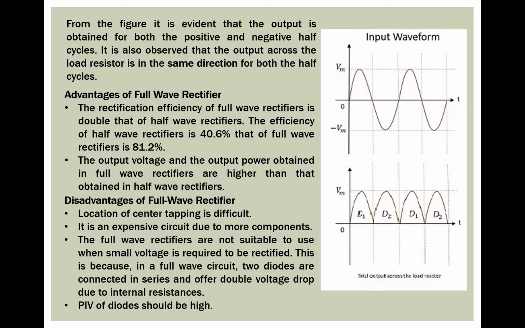Coming to the next disadvantage, the full wave rectifier is not suited for use when a small voltage is required to be rectified. This is because in the full wave rectifier circuit, two diodes are connected in series and offer double the voltage drop due to internal resistance. This is another drawback of the full wave rectifier.